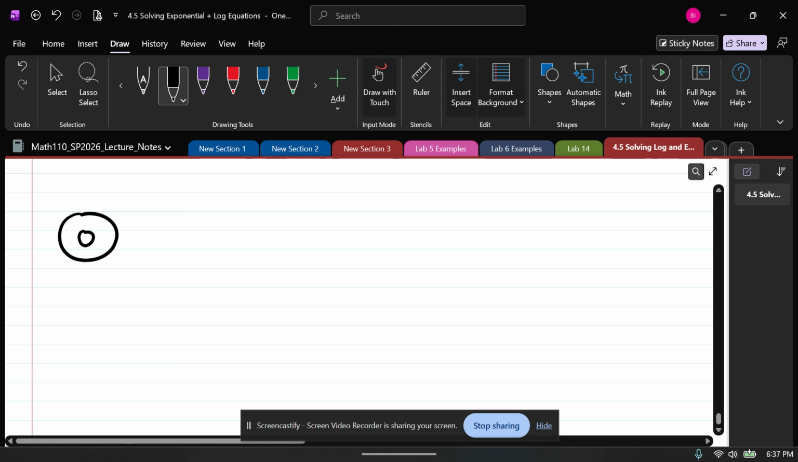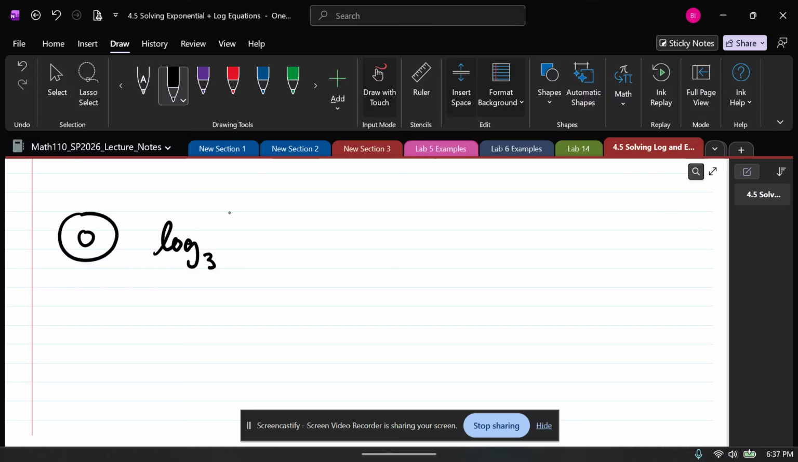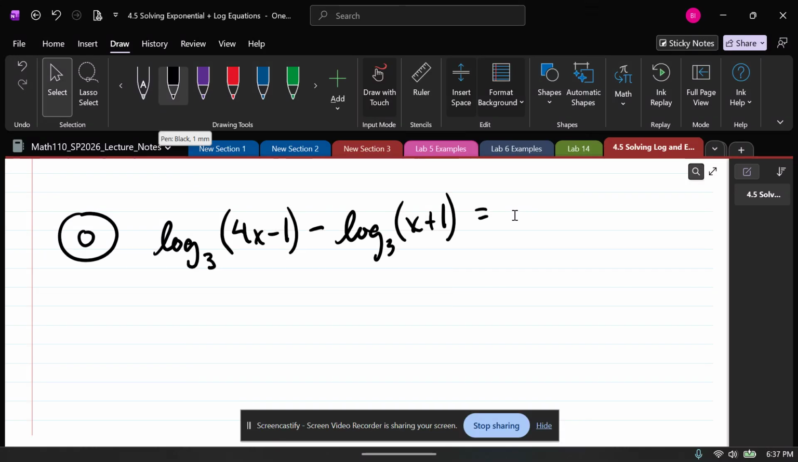Donut example. Let's do log base 3 of (4x minus 1) minus log base 3 of (x plus 1) equals -3. All right. So now this one, we've got 2 logs on one side. That makes it difficult to solve. So can we condense that into a single log? How?